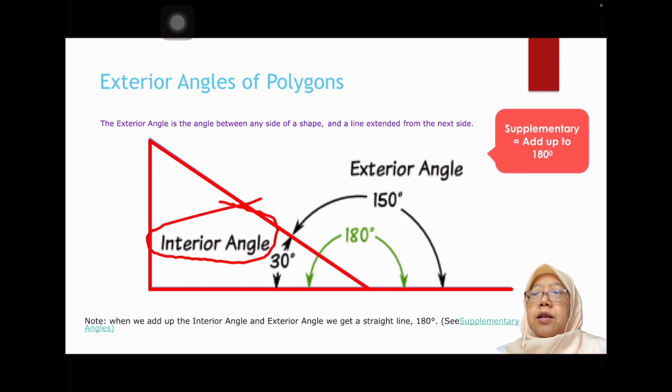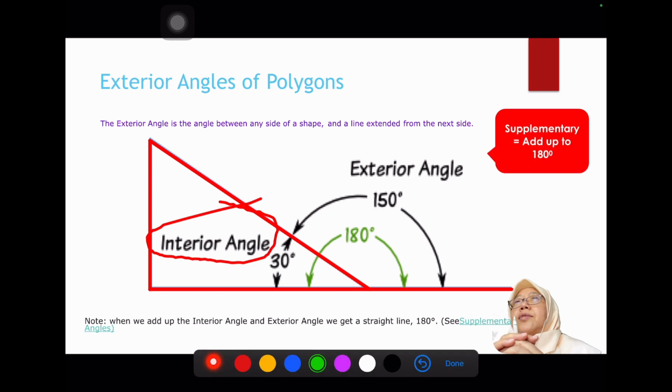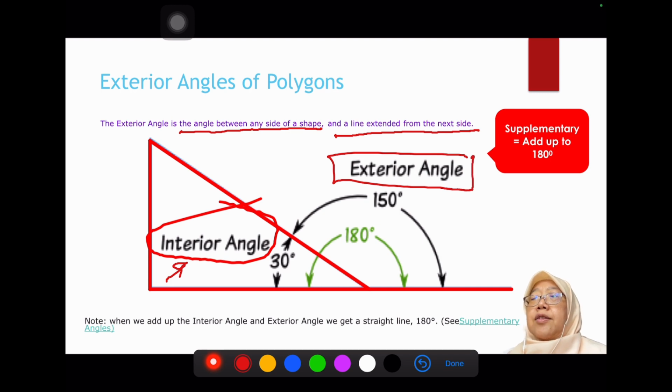Let's have a look at this. Supplementary, remember, for interior, is when you add up the angles and the total is 180 degrees. For exterior, it is the angle between any side of a shape and a line extended from the next side. Here we have the interior, and over here will be the exterior. So the exterior angle here is 150 degrees.